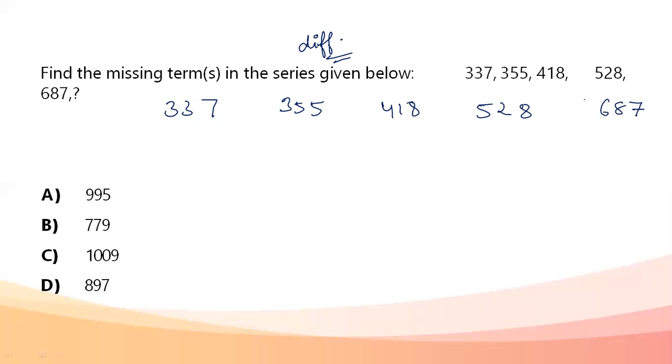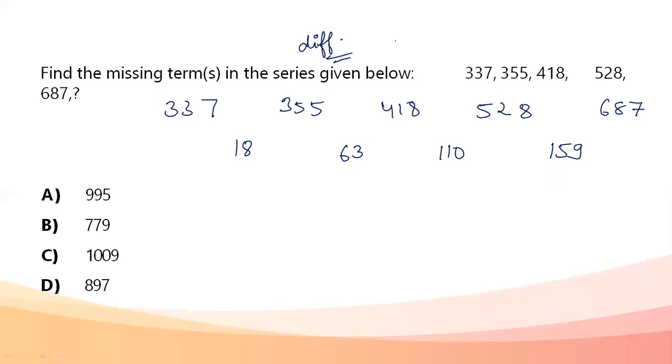So what we can do is look for the difference between the numbers. The difference between 337 and 355 is 18. The next difference is 63. Then it is 110. Then it's 159. This difference is not making any sense right now.